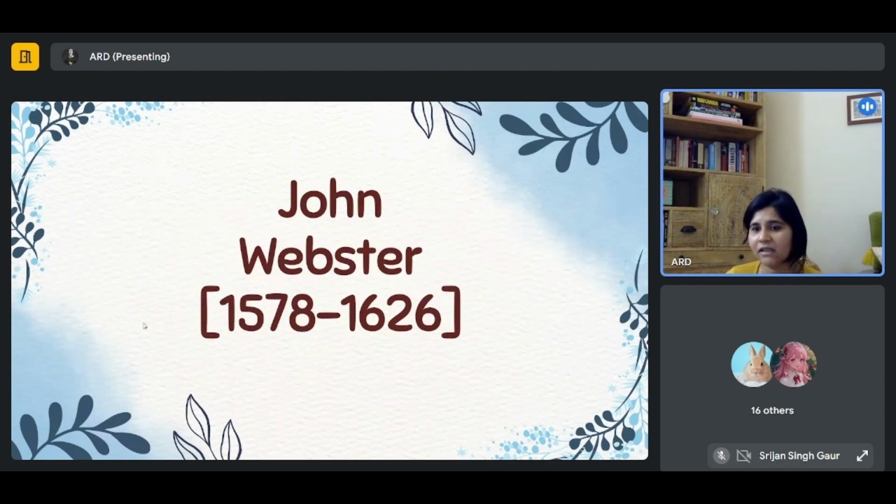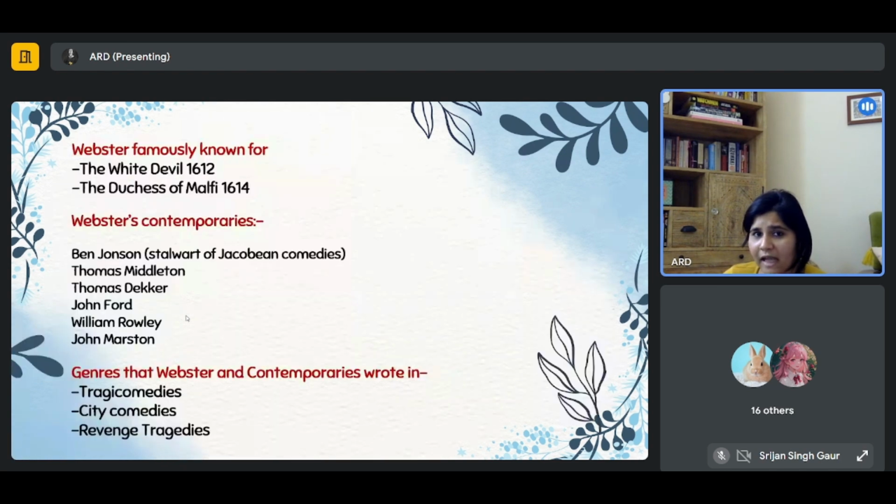Webster I had added because Chaturvedi sir asked me to. Webster is a short one. Okay, he belongs to the Jacobean times, and he's very famously known for The White Devil and The Duchess of Malfi. Duchess of Malfi has recently become very important. They will ask questions from Duchess of Malfi. I'm telling you.